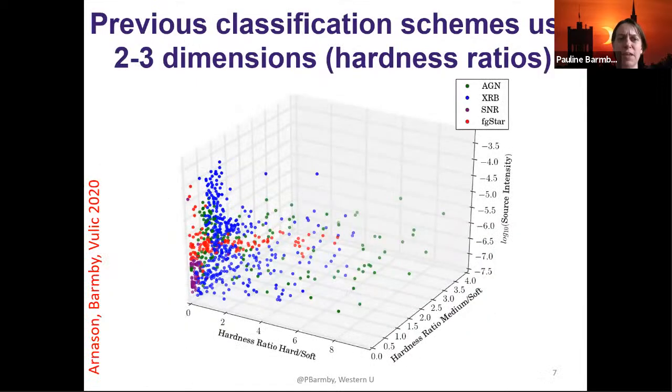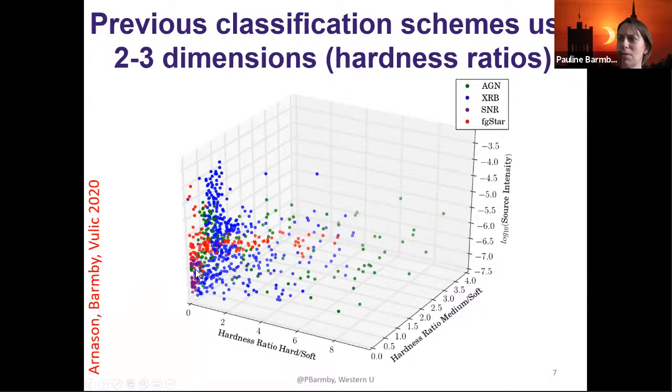One approach that people have taken has been to use two or three dimensions of X-ray data. For example, you compute a hardness ratio, hard to soft and medium to soft bands, and maybe you use that in conjunction with some measure of brightness. So that's what I'm showing in this 3D diagram here: hard to soft on this axis, medium to soft on this one, and then brightness on the vertical axis.